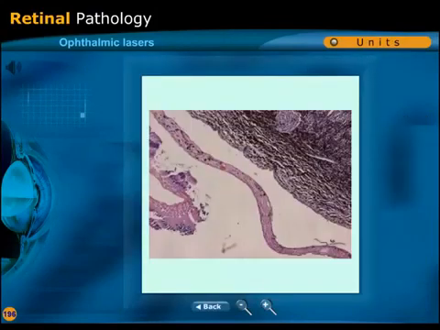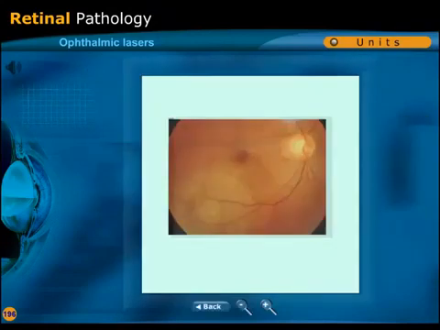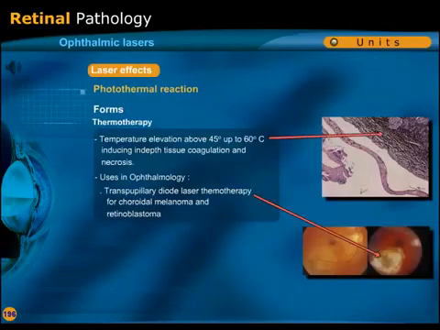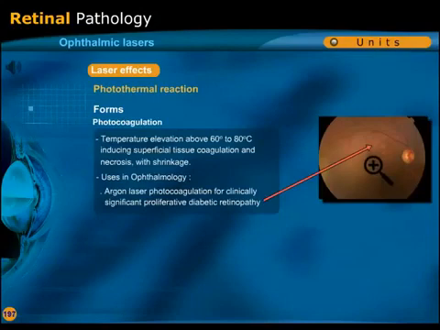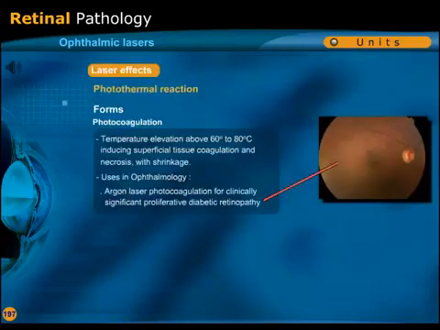Thermotherapy. Temperature elevation above 45 degrees up to 60 degrees centigrade, inducing in-depth tissue coagulation and necrosis. Uses in ophthalmology: transpupillary diode laser thermotherapy for choroidal melanoma and retinoblastoma. Photocoagulation. Temperature elevation above 60 to 80 degrees centigrade, inducing superficial tissue coagulation and necrosis with shrinkage. Uses in ophthalmology: argon laser photocoagulation for clinically significant proliferative diabetic retinopathy.